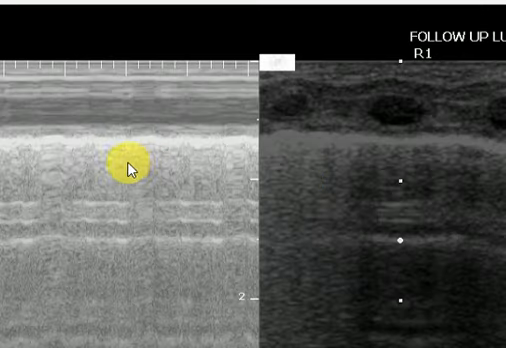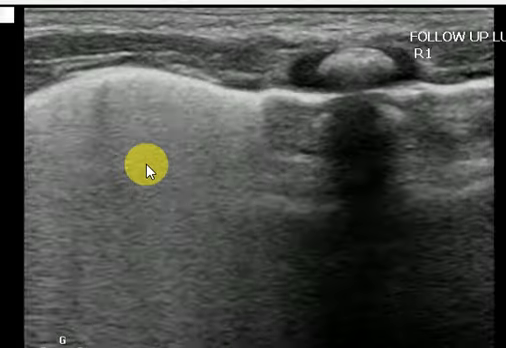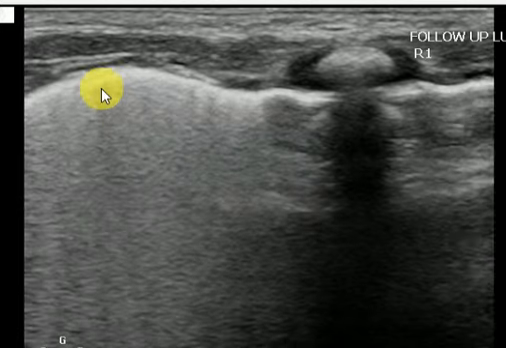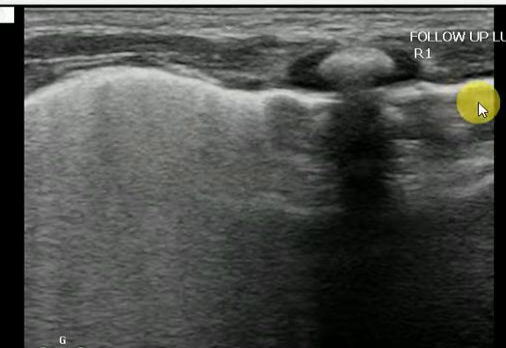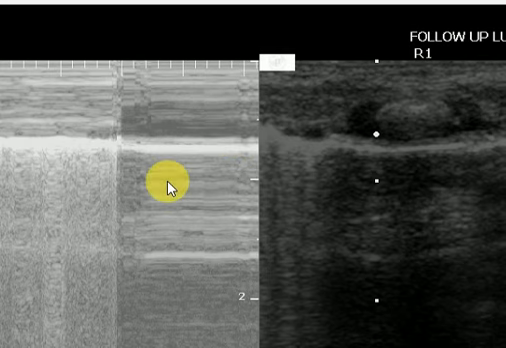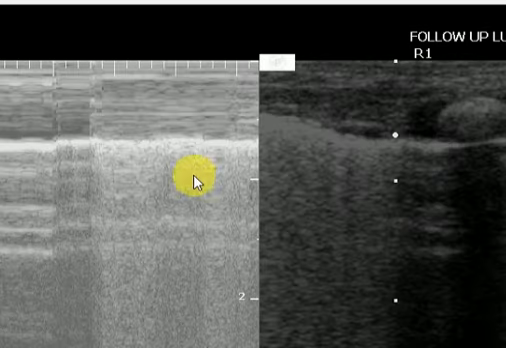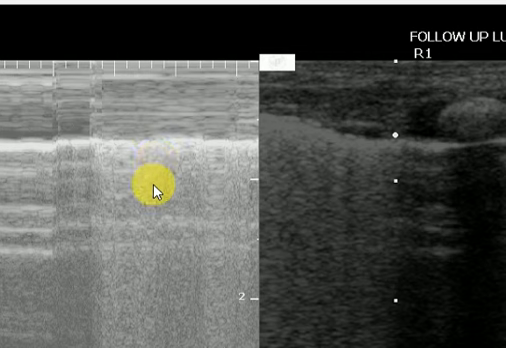Is it the barcode? It is the sandy beach sign. This is normal. See here, lung sliding. No lung sliding. See here the lung point by M mode. This is normal lung, the seashore sign or sandy beach. This is the barcode or stratosphere sign. Also here, it is the normal lung by M mode, and this is the barcode sign.